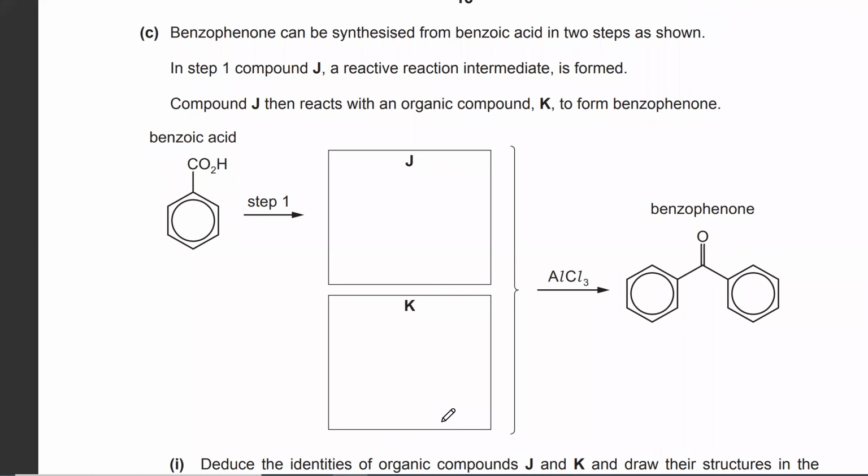Now you have this molecule over here. What he's saying is that benzophenone can be synthesized from benzoic acid in 2 steps as shown. In step 1, you want to make this thing. He's saying that in step 1 compound J is a reactive intermediate. So there is this thing over here that is a reactive intermediate that is formed, and it then reacts with an organic compound to form this thing.